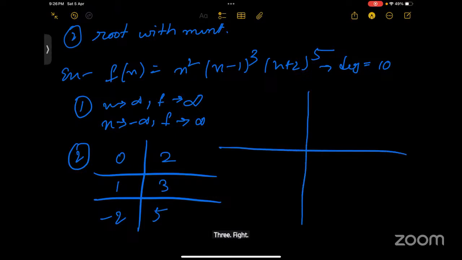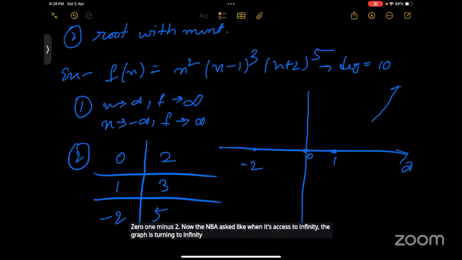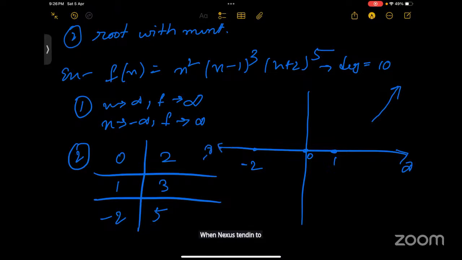So first we will note the roots. So these are the roots, right? 2, 3, 0, 5, 1, minus 2. Now the end behavior: when x is tending to infinity, the graph is tending to infinity. That means upward direction. When x is tending to minus infinity, the graph is tending to infinity. That means again upward direction.